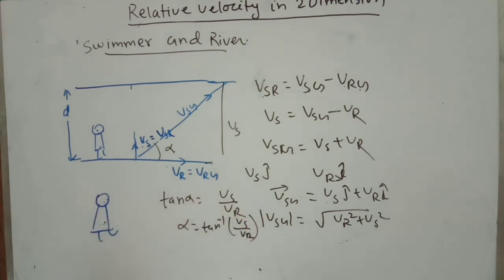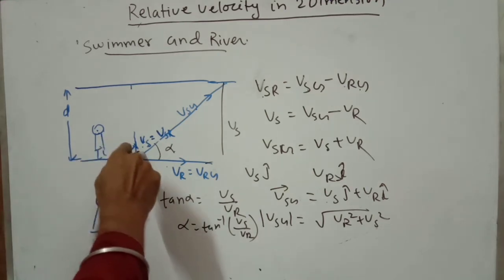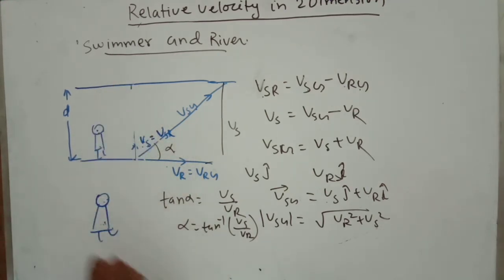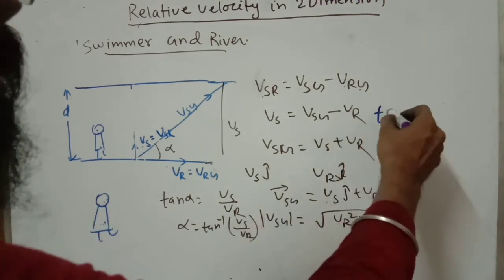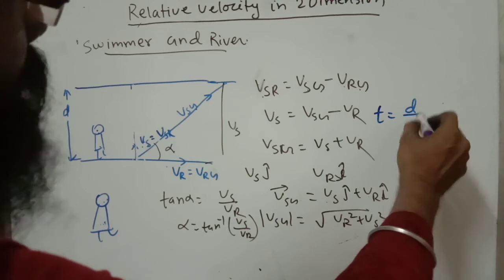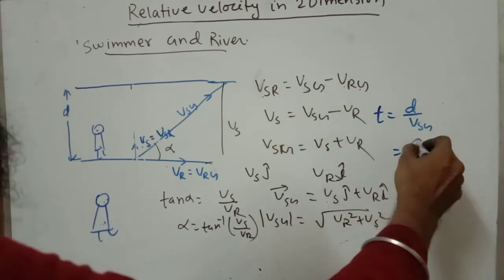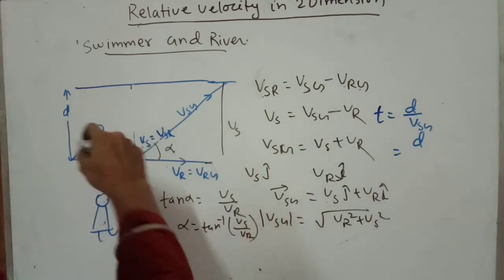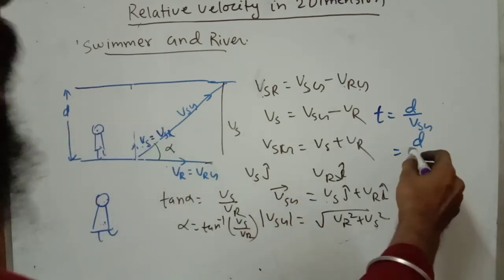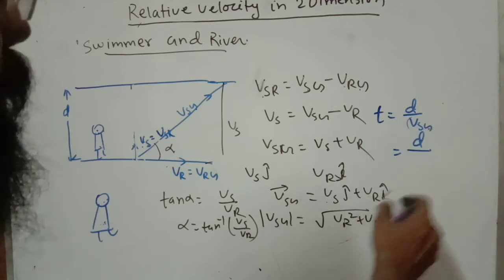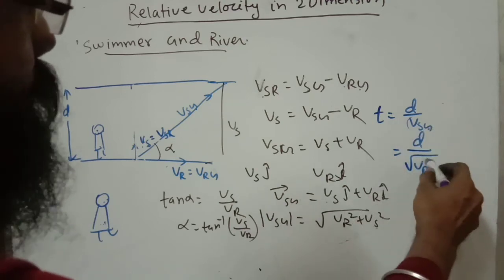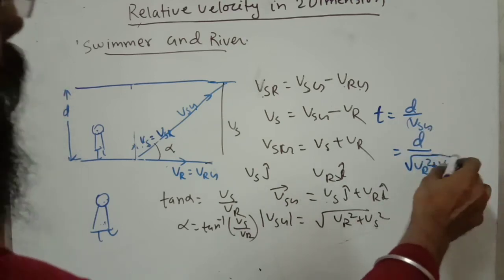Okay, so now the second question is very important. At what time does the swimmer cross the river? So t is equal to distance divided by relative speed, that means the velocity of the swimmer with respect to the ground. d is the given distance, the width of the river, and the velocity with respect to the ground is the square root of Vr square plus Vs square.